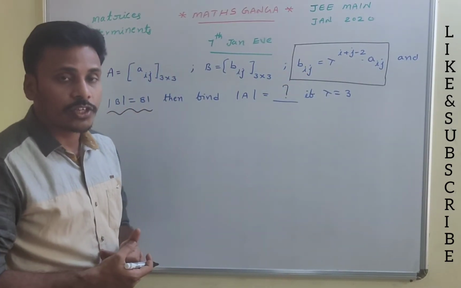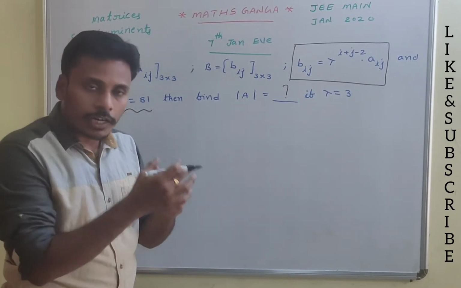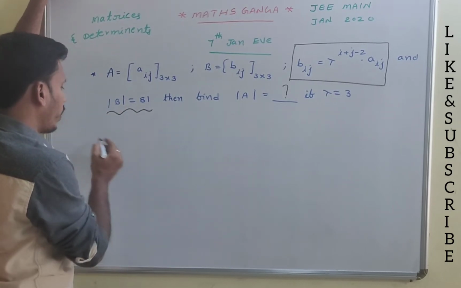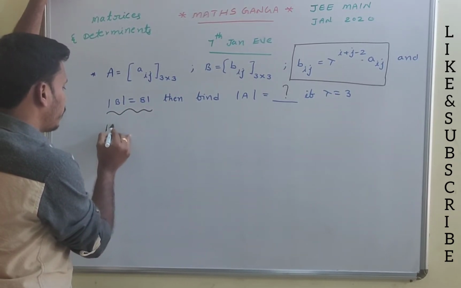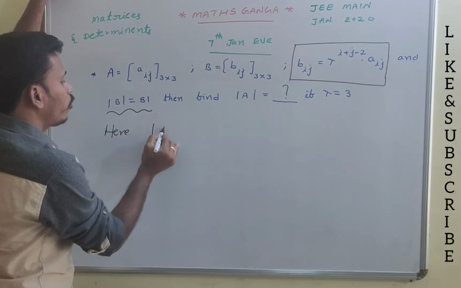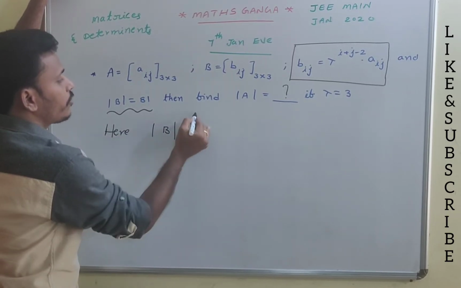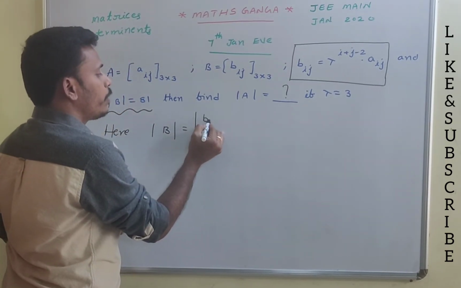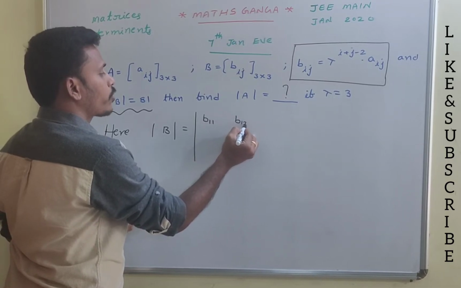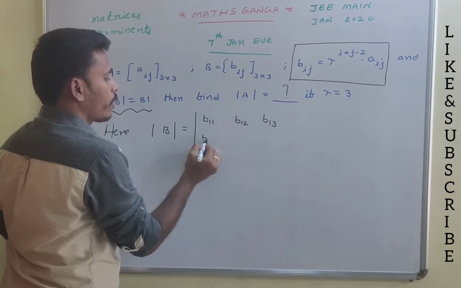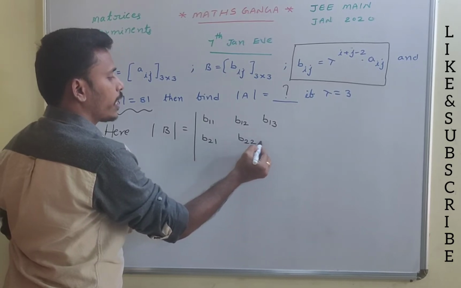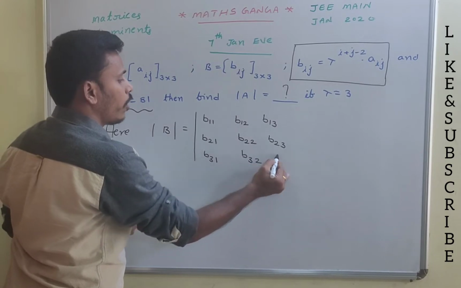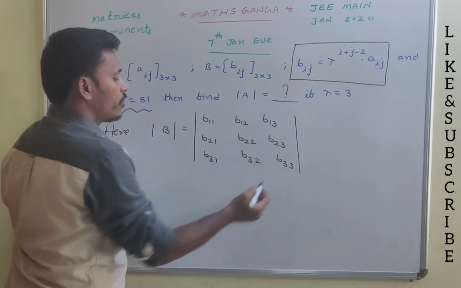So I will start my discussion with the determinant of B. The determinant of B is given as 81, and I will utilize it too. The determinant of B is nothing but the determinant of a 3 by 3 matrix whose elements are B11, first row first column, first row second column, first row third column, second row first column, second row second column, second row third column, third row first column, third row second column, third row third column. So this is B actually.